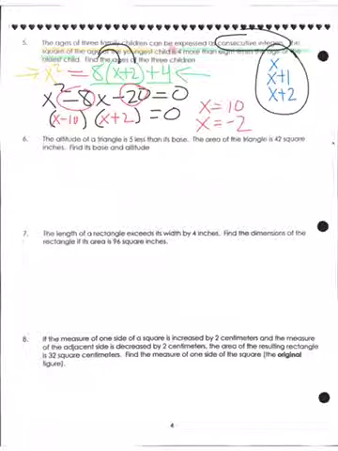But we can reject this negative 2 because you can't have negative ages. So if it's the case that x is equal to 10, then the next child is 11 years old, and then the oldest child is 12 years old.